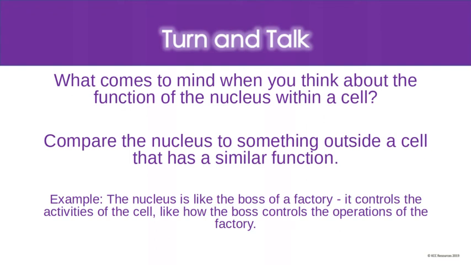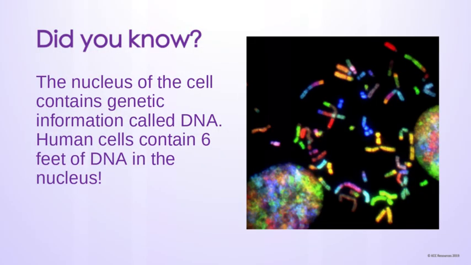So the nucleus of the cell, like I said, contains the genetic information. This genetic information is called DNA, and human cells can actually contain 6 feet of DNA in the nucleus, which is huge considering how small the nucleus and a cell actually are, but it contains 6 feet of DNA.